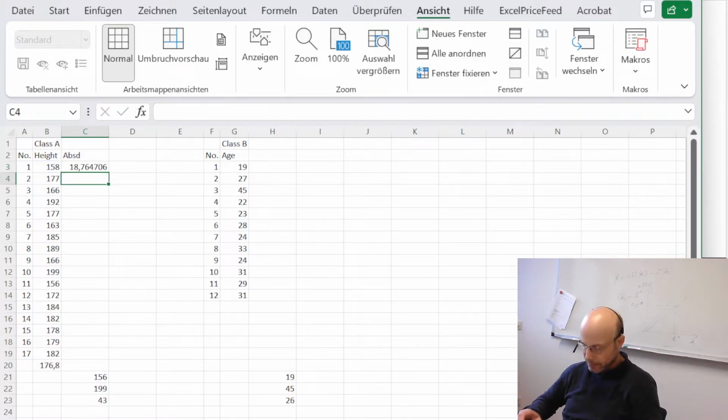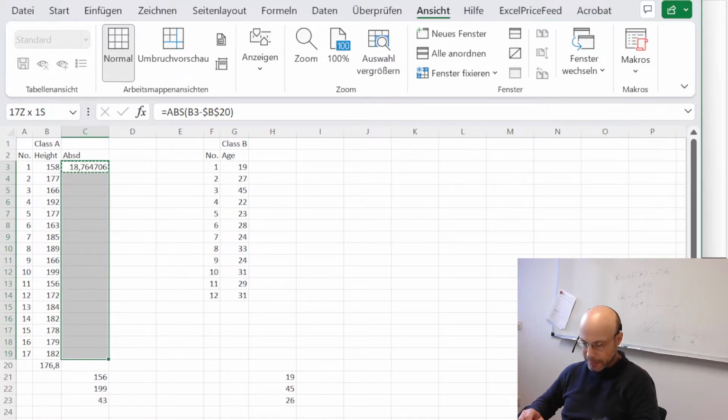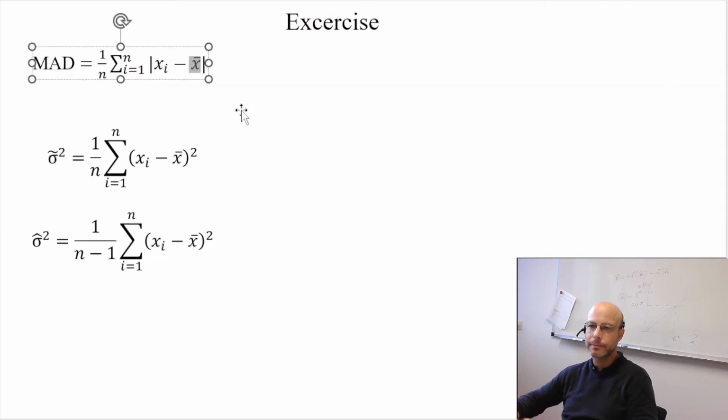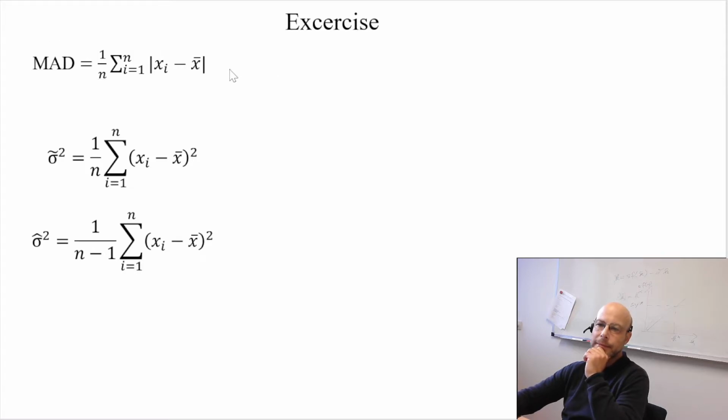So if we now start to copy this one, putting this down, we have all our absolute deviations for the single numbers. And what do we have to do now? Let's go back. This is our formula.